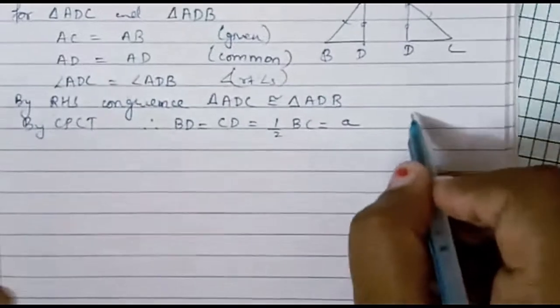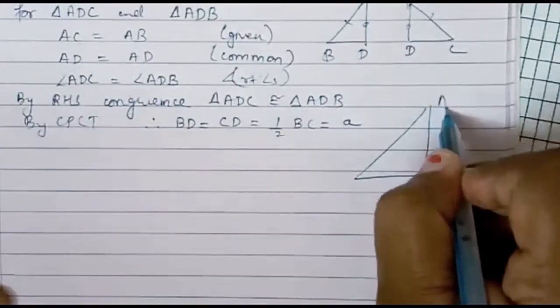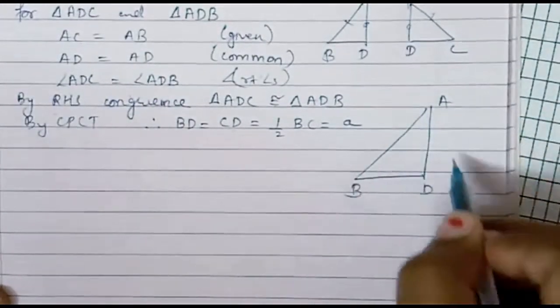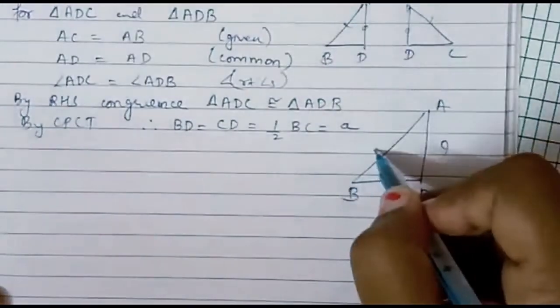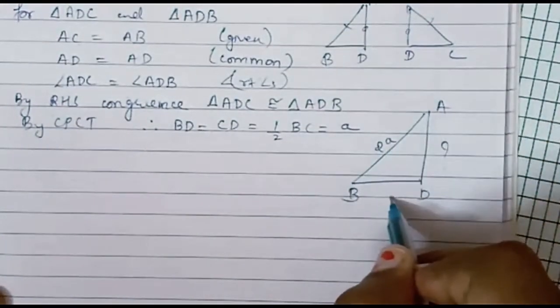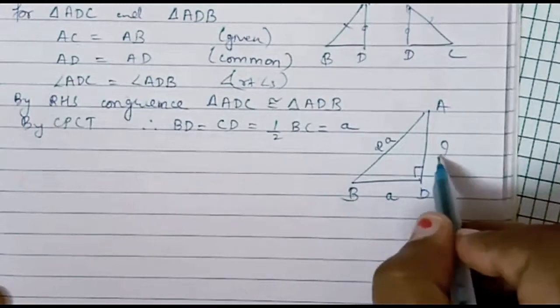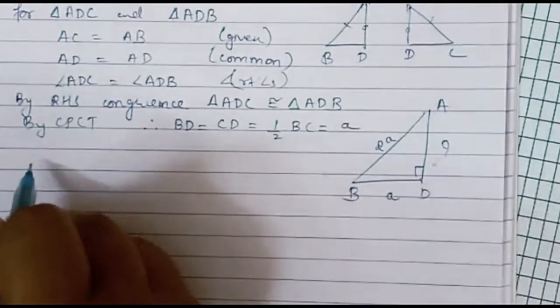Now you can compare only one triangle. We have triangle ADB, right? We need to find out what is AD. AB is equal to 2A, BD is equal to A. So by Pythagoras theorem we can easily find out what is AD, right?